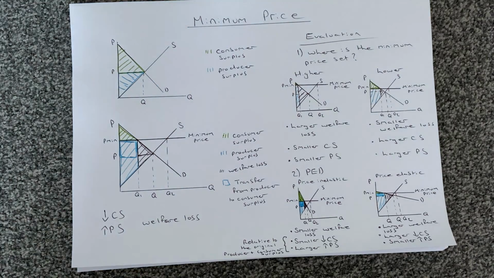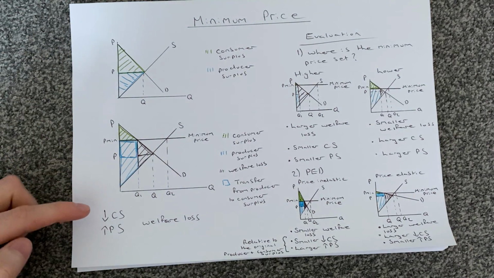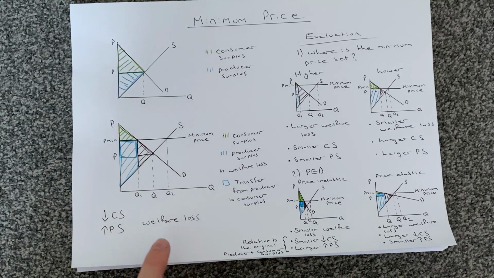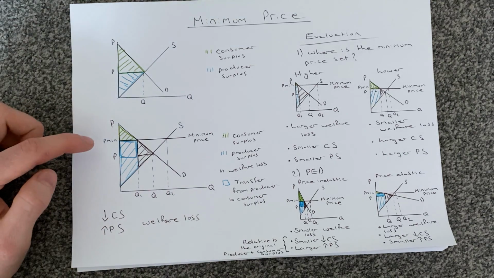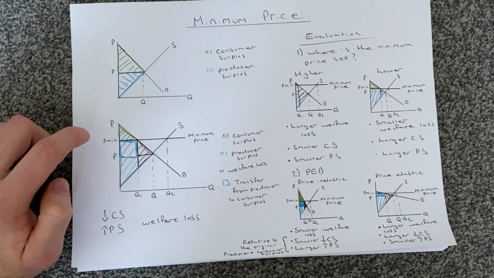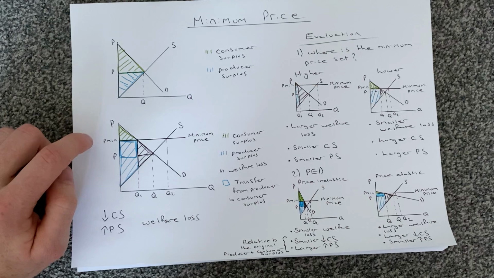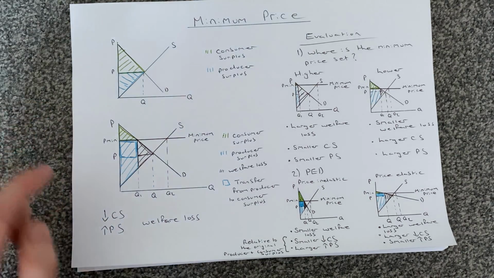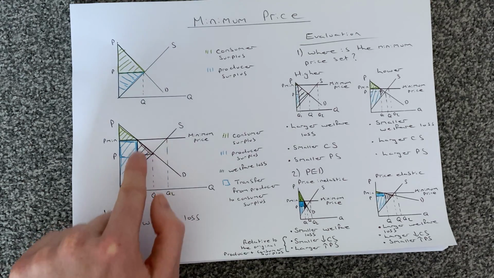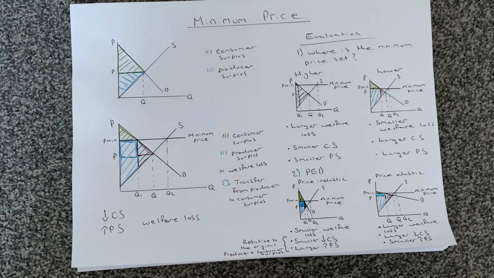So just to recap the main points here, the consumer surplus falls with regard to a minimum price being imposed, producer surplus rises, and unfortunately there is a welfare loss to society. The reason for that is that the higher price means consumers are less willing and able to buy the given product at the price point of P min, and if consumers aren't buying it, then producers aren't going to be able to sell their products, and therefore we have this welfare loss highlighted in black.